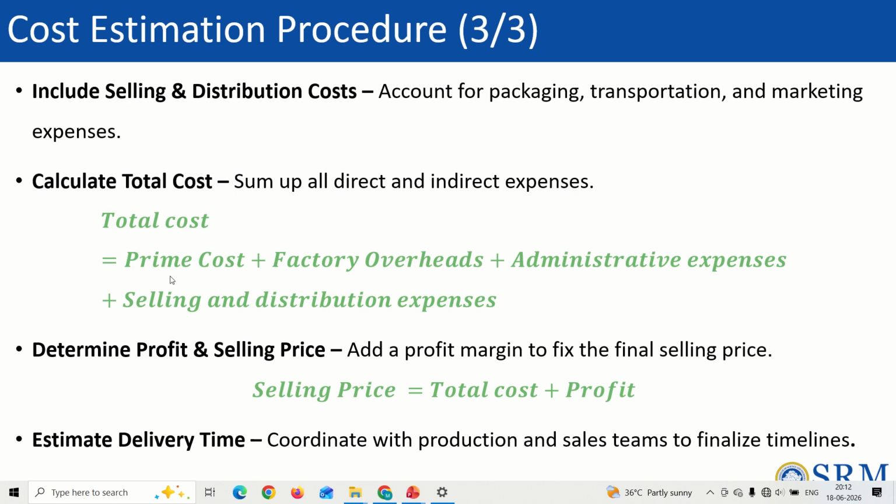So total cost is equal to the summation of the prime cost plus factory overheads plus administrative expenses plus selling and distribution expenses. So the final step is to coordinate with the production and sales teams to accurately estimate the delivery time to the customer. So before that, we have to estimate the selling price. Selling price is equal to total cost plus profit.